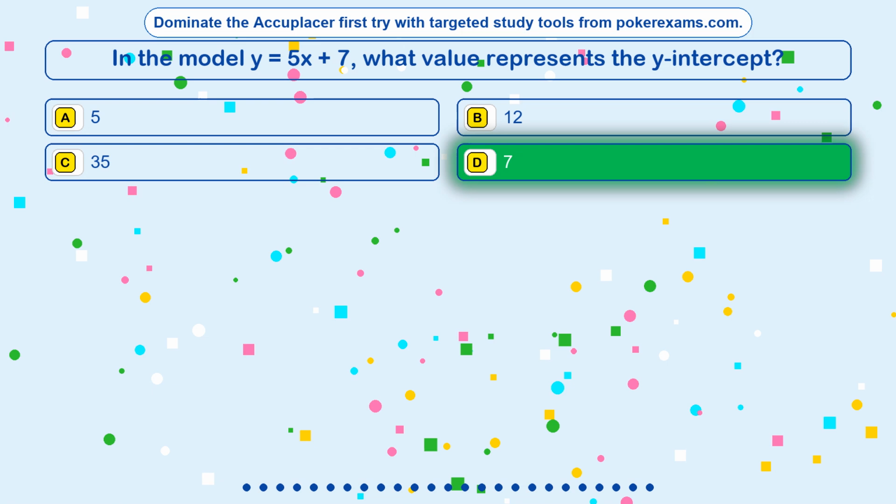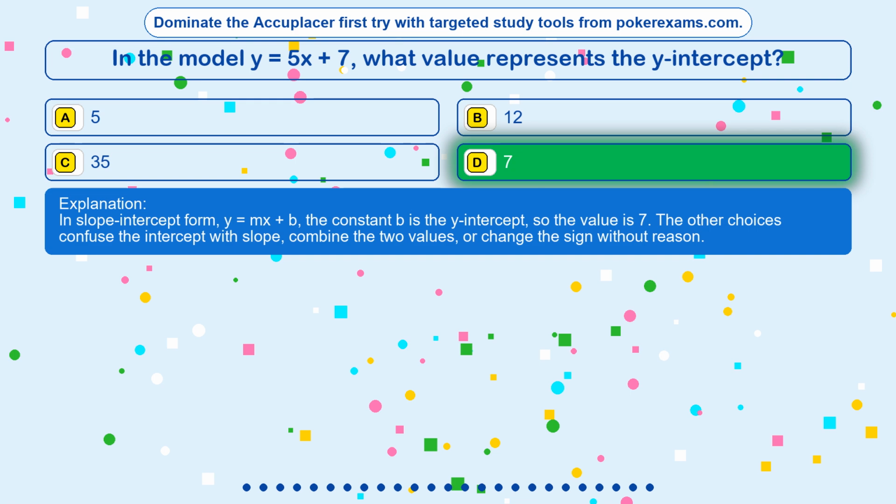The correct answer is option D, 7. In slope-intercept form, y equals mx plus b, the constant b is the y-intercept, so the value is 7. The other choices confuse the intercept with slope, combine the two values, or change the sign without reason.